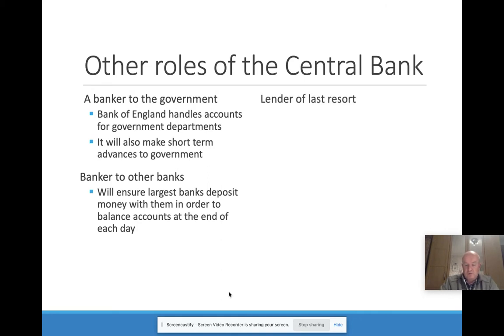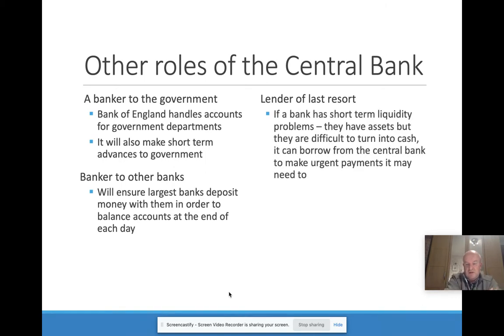They also can become what's known as the lender of the last resort. So if we get to a situation where a bank has short-term liquidity problems, what I mean by that is that it's got assets in its balance sheet, but they can't turn that into cash quickly enough in order to meet any commitments that they might have in terms of customers withdrawing their deposits for whatever reason. Then the central bank might actually make urgent payments that they may need to meet their commitments, and as a result, not cause contagion or some sort of run on the bank of any description.